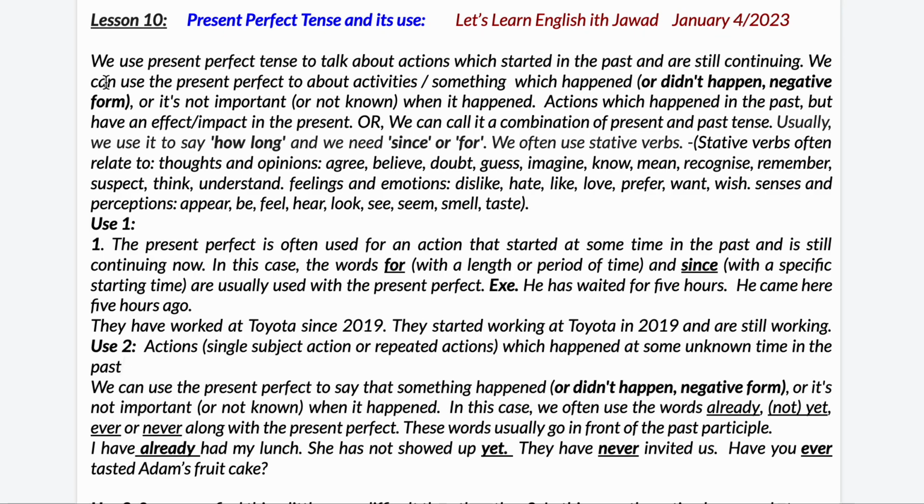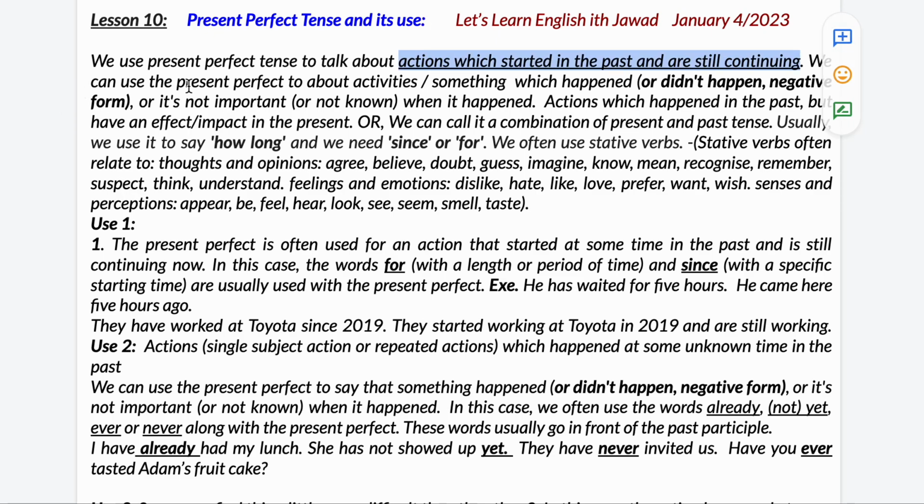But anyway, we're going to speak about what present perfect tense is, when we can use it, and how many ways we have to use it. So the definition says, first of all, we use present perfect tense to talk about actions which started in the past and are still continuing. So we talk about things that we started in the past, and those things are still continuing.